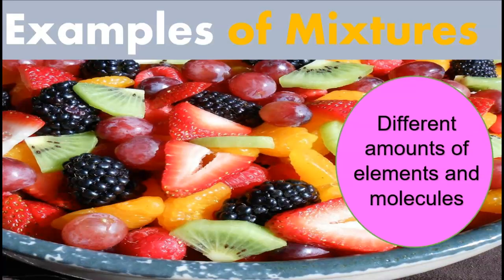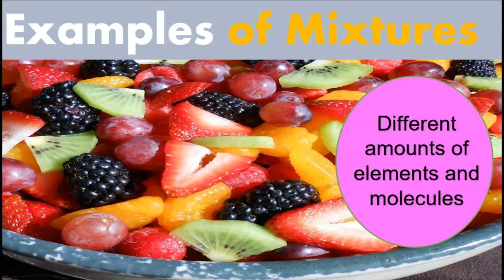Fruit salad is another example of a mixture. Think about it. Do you pick out just the pieces you want to eat at a picnic? I know I do. I know my kids do too. A mixture can contain any elements or any molecules in any amount. So just like this fruit salad, there could be a lot of grapes and maybe not so many strawberries. But that's okay. It's still called a mixture.